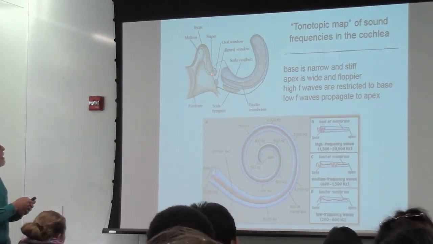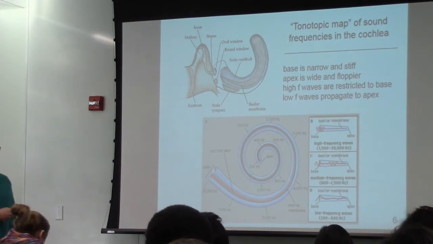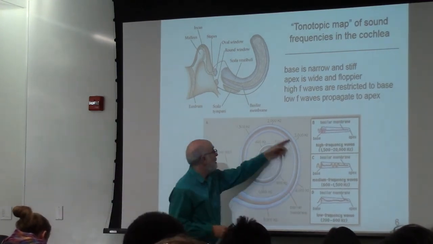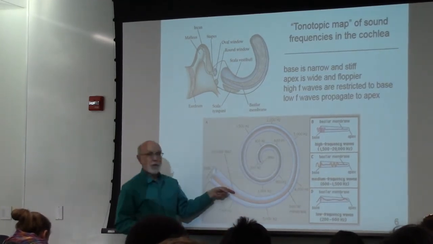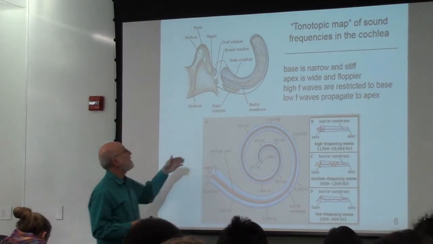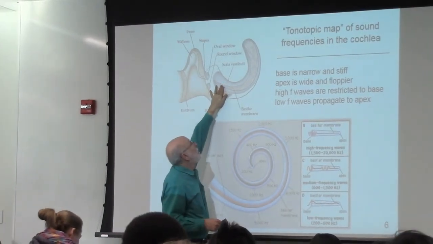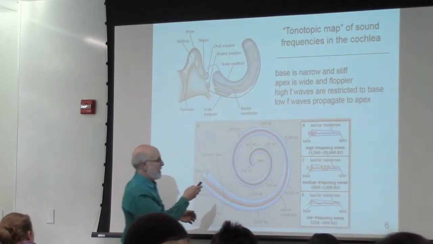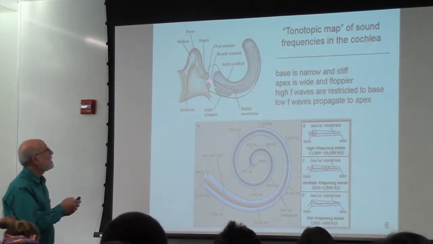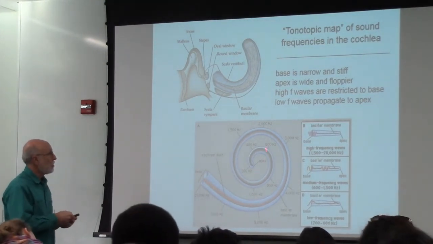So let's go through that. Here again is a cartoon: oval window, scala vestibuli connected to the scala tympani, and an exaggeration of the basilar membrane between them. Because of the physical structure of the basilar membrane, it has a narrow base that is stiffer than the floppier, wider apex. This is the base of the cochlea, which curls around to the apex at the tip of the snail shell. So base, curl, apex.